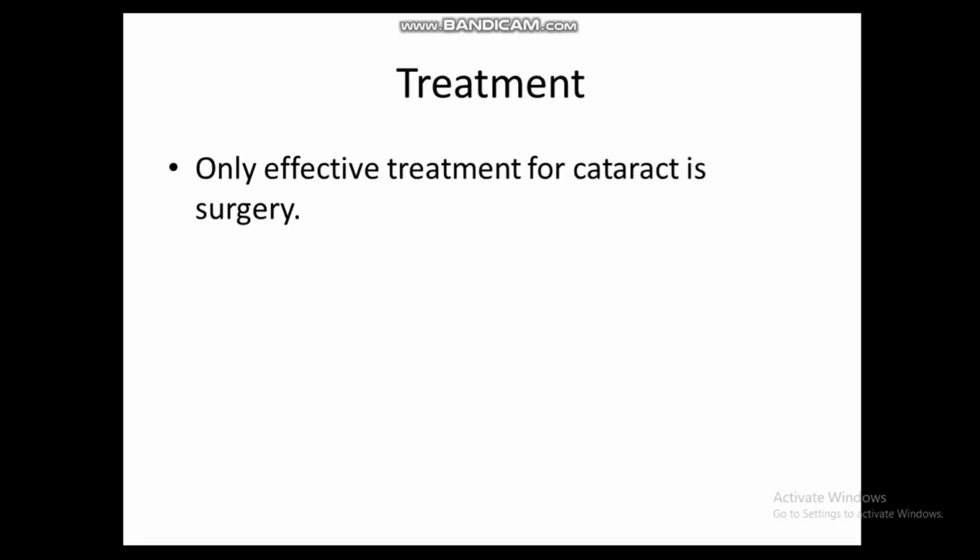Okay, and these are the four different types of defects of vision, and the treatments and causes are also discussed here.